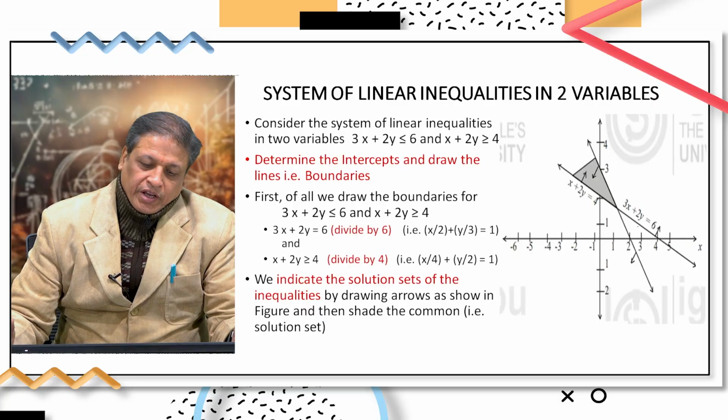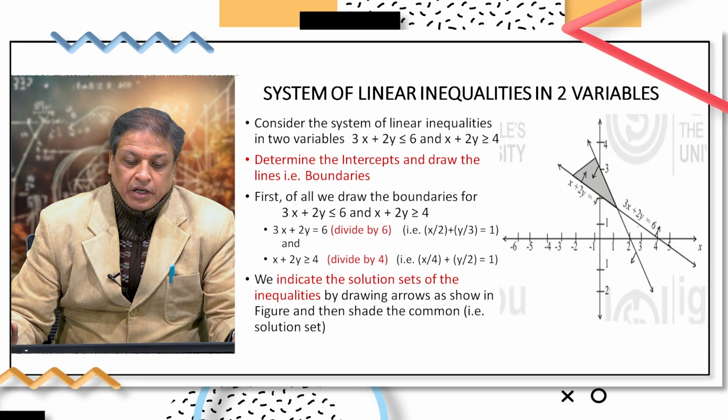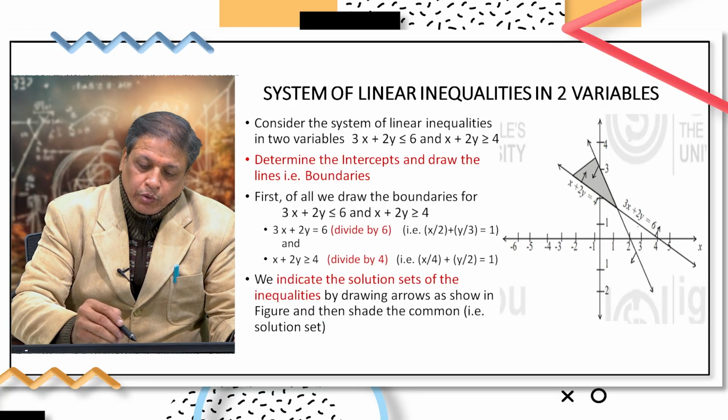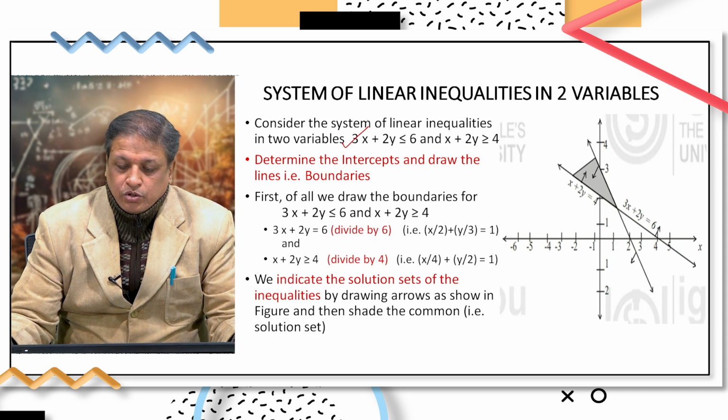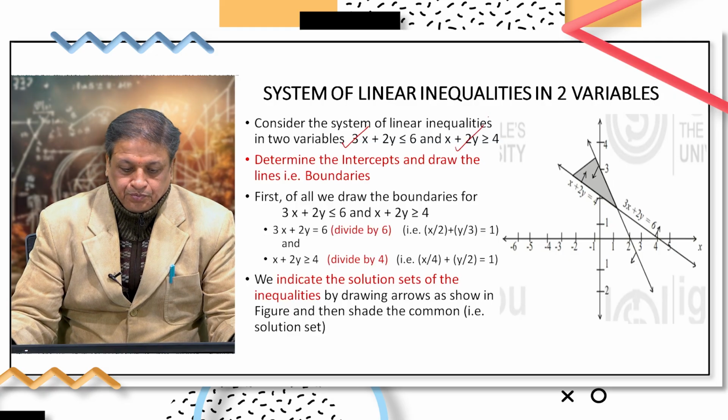Now many times we have a composite system of inequalities and we need to graph the solution of the composite system of inequalities. Likewise over here, a system of linear inequalities in two variables, two inequalities are given: 2x plus 3y less than or equal to 6 and x plus 2y greater than or equal to 4.